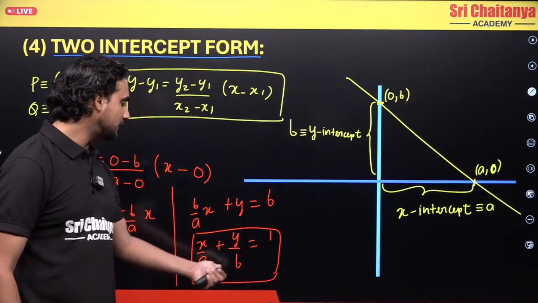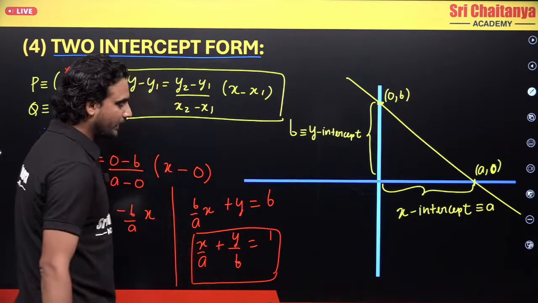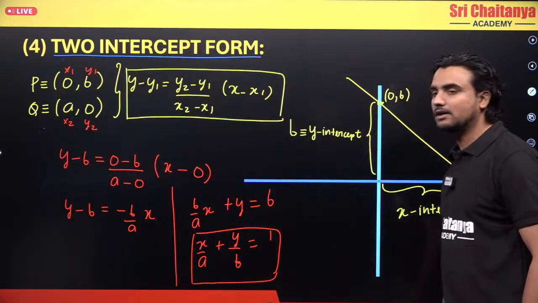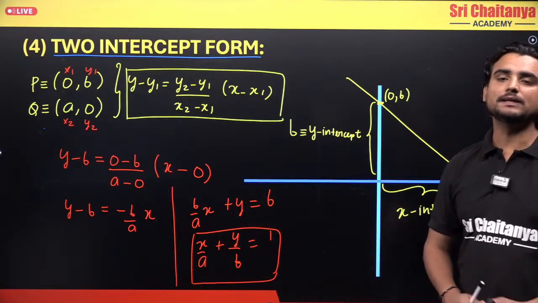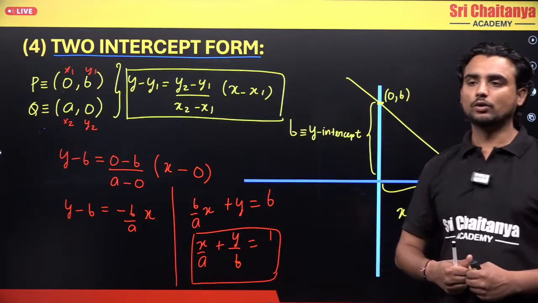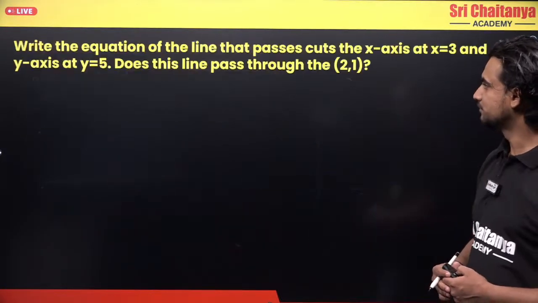The a intercept and the b intercept, here both the intercepts are given to me, and if both the intercepts are given to me, the general equation of the straight line is given by x by a plus y by b is equal to 1. Clear? I hope this is clear to you. Let's move forward with the next part.